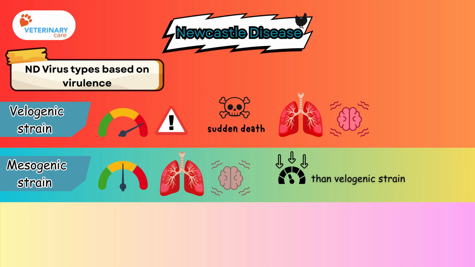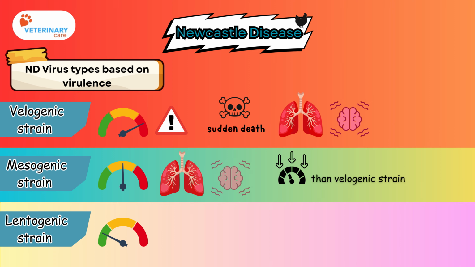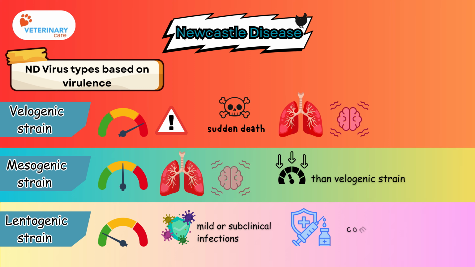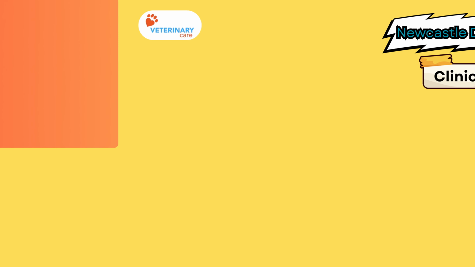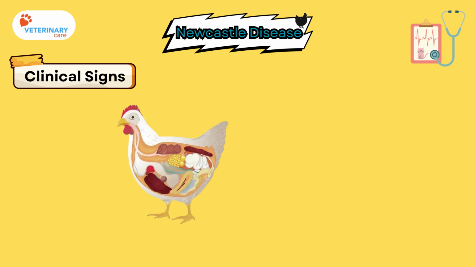to velogenic strains. The lentogenic strain is of low virulence and typically causes mild or subclinical infections. These strains are commonly used in live vaccines. From a regulatory standpoint, only velogenic and mesogenic strains are classified as virulent and are considered reportable diseases in many countries. Moving on to clinical signs, Newcastle disease can affect multiple body systems.